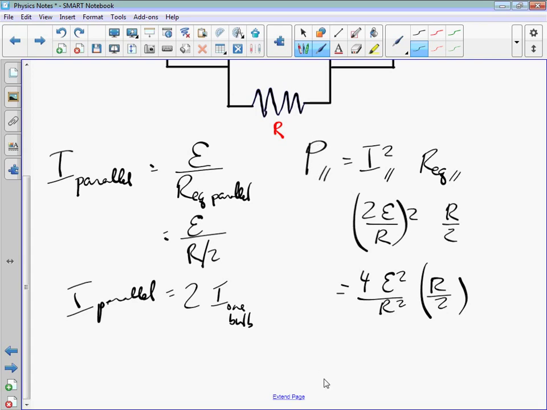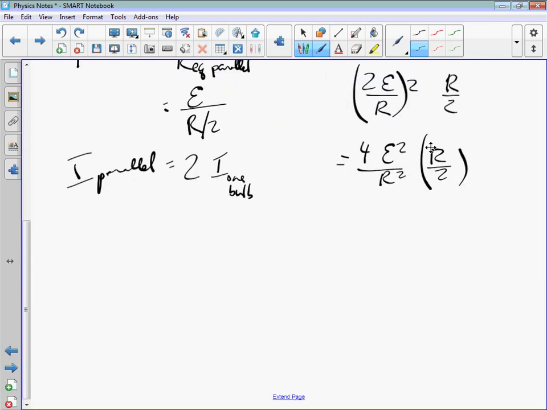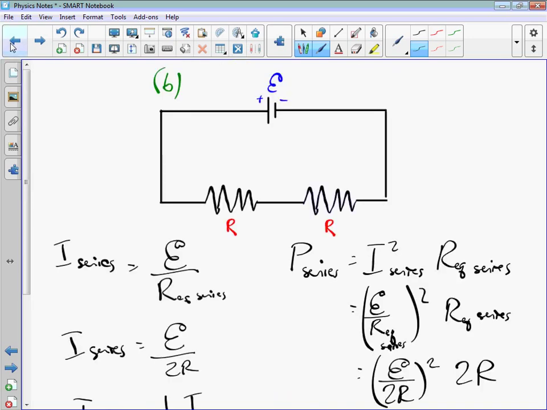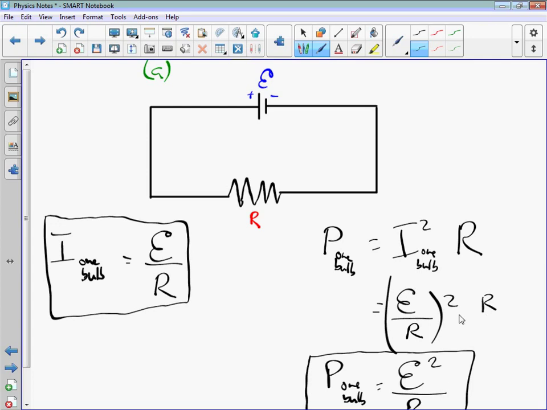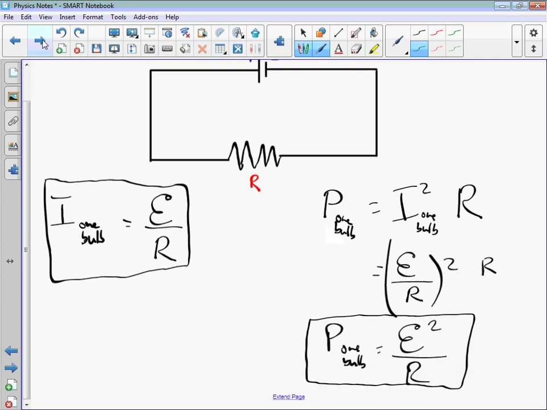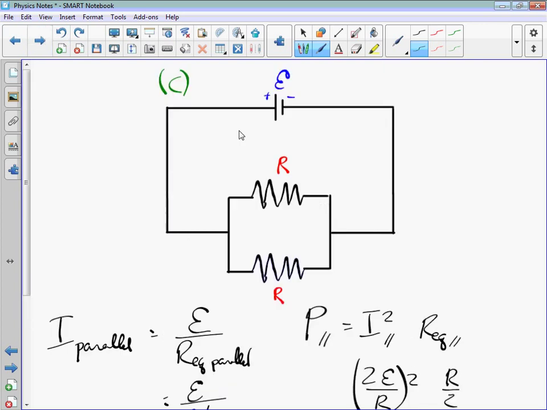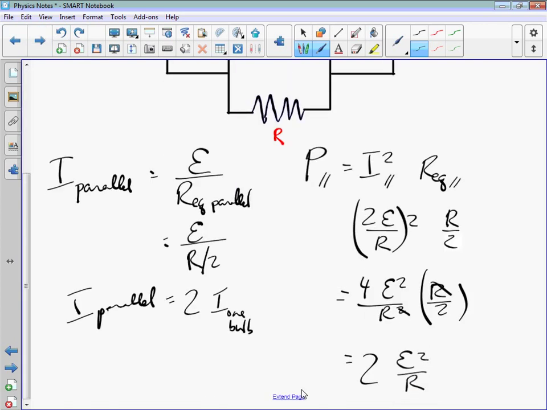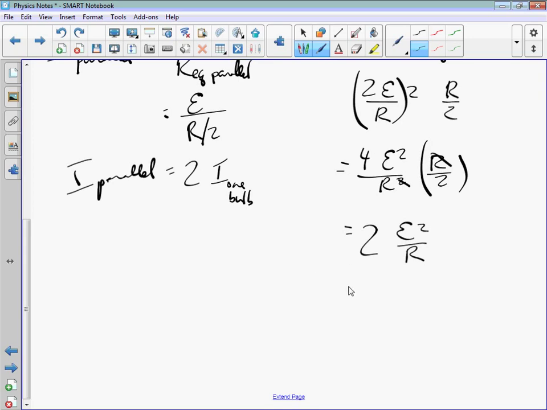We're going to have some canceling happening like crazy. One of the R's can go away. 4 over 2, that's 2. So 2 times E squared over R. I want to relate this back to the power of one bulb, which was E squared over R. Here I am at 2 E squared over R. So I am using 2 times the power of one bulb. That's a lot.